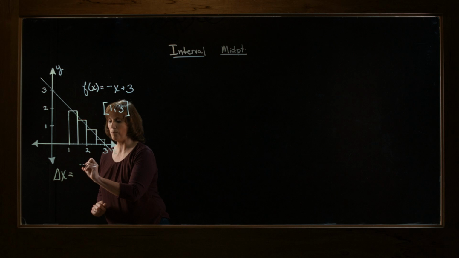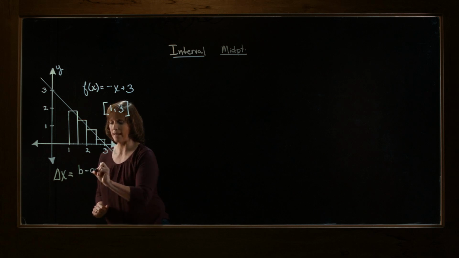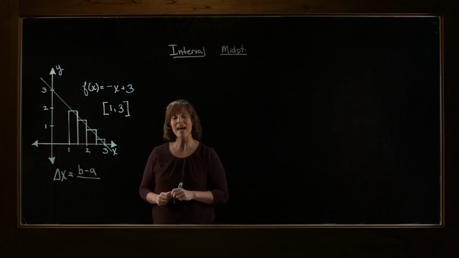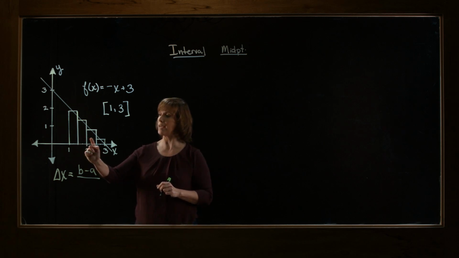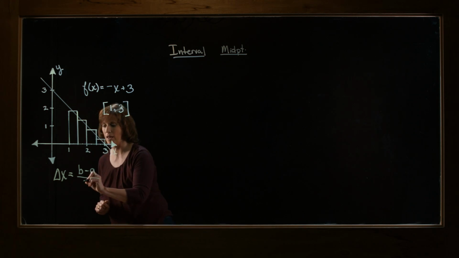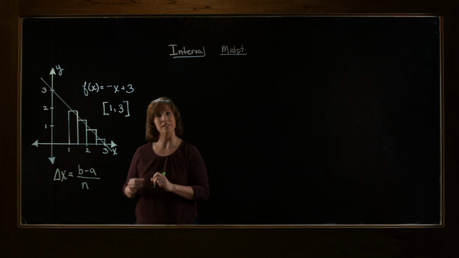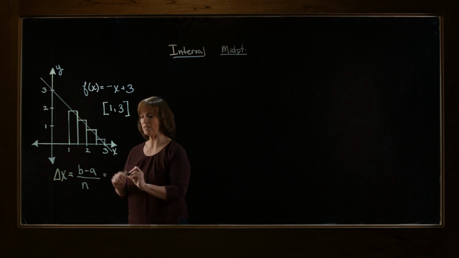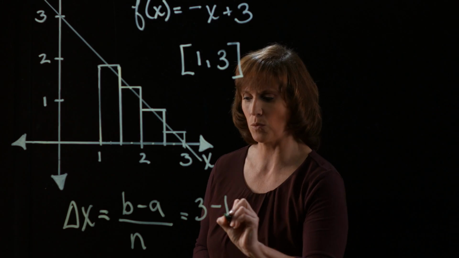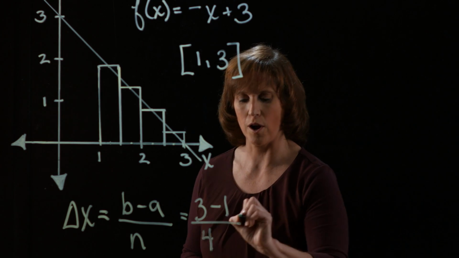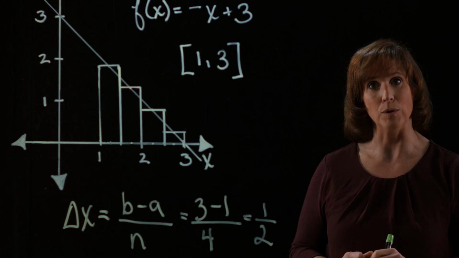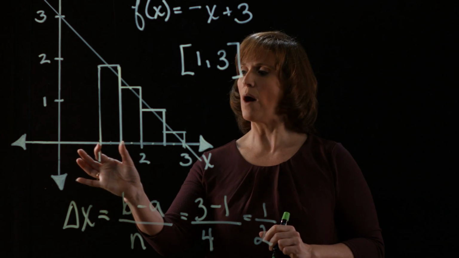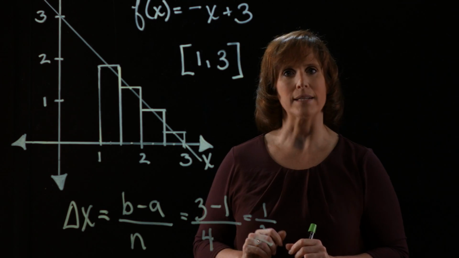So I'll take b minus a, or the length of the entire interval, and divide it by how many rectangles I'm going to use. In this particular case, I'm going to be using 4 rectangles. So I'm going to divide by n, which is the number of rectangles. So in this problem, I have 3 minus 1 all over 4. So each one will have a width of 1/2 unit. All right, so now I know the width of each of these rectangles.